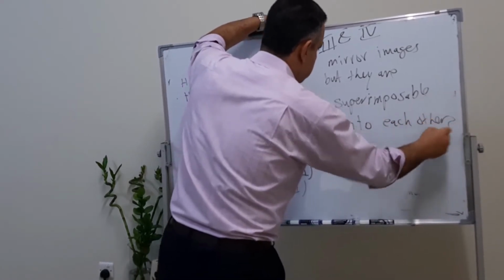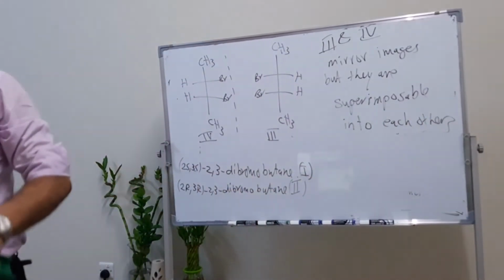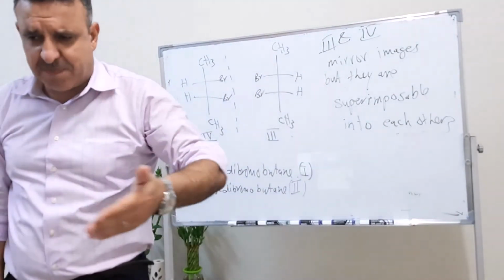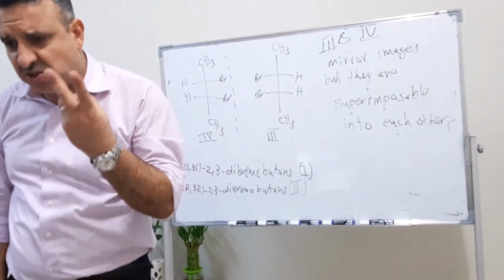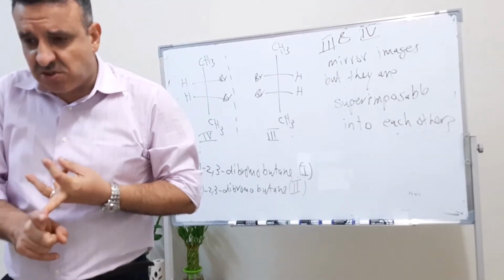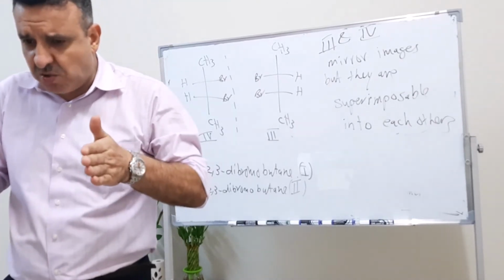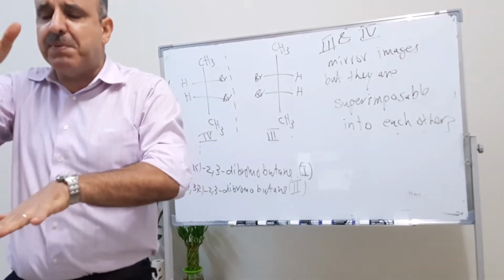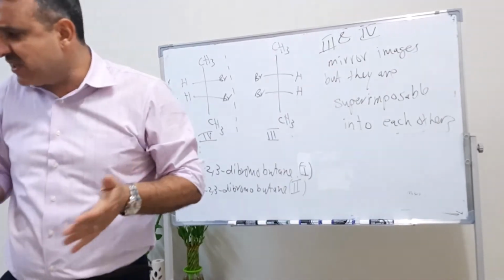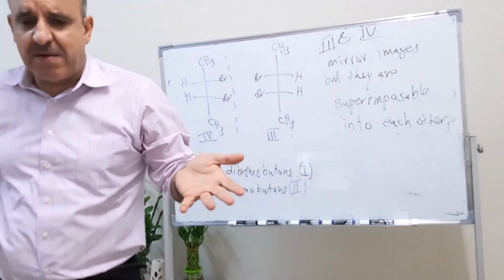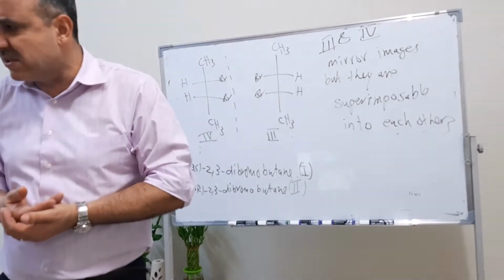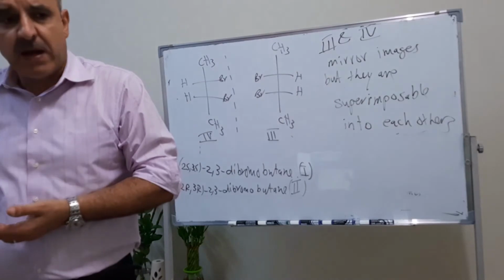Do you follow me? So always, for any pair of compounds to be enantiomers, there must be two conditions. First condition, they must be mirror images. But the second condition must also be there, that these two mirror images must be non-superimposable into each other. Because as we said, there are a huge number of compounds or objects that are mirror images to each other, but they are superimposable into each other.